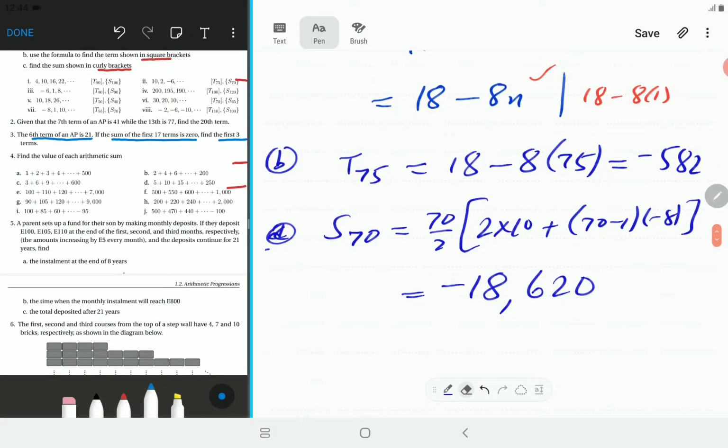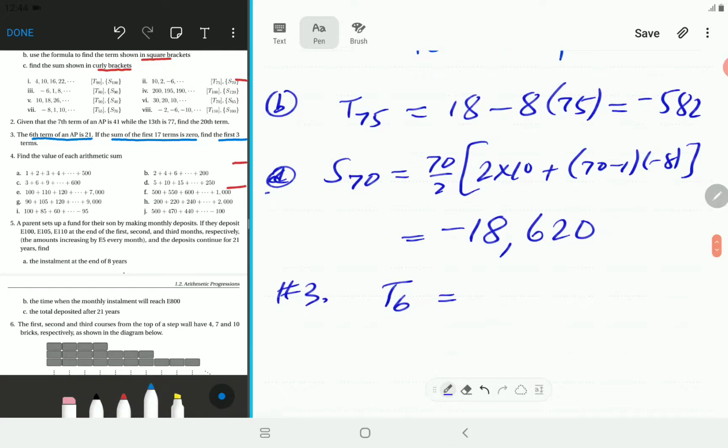So number 3. Term number 6 is T6. We are given that is 21. In terms of T1 and D, term number 6 is T1 plus 5D. So T1 plus 5D, we are told this is equal to 21.